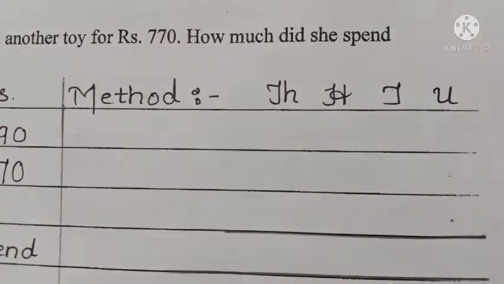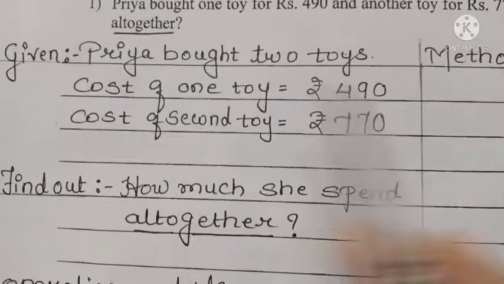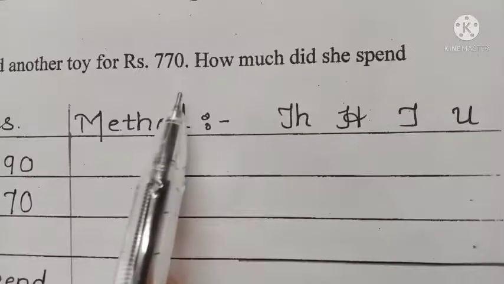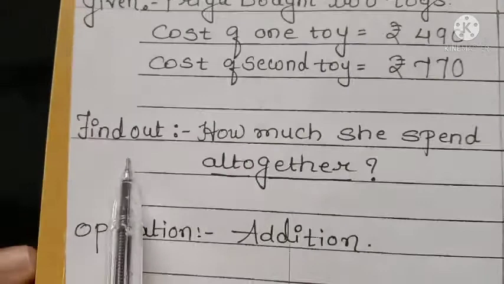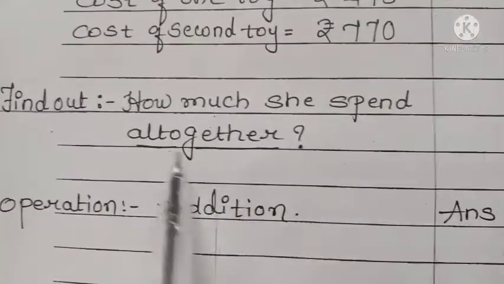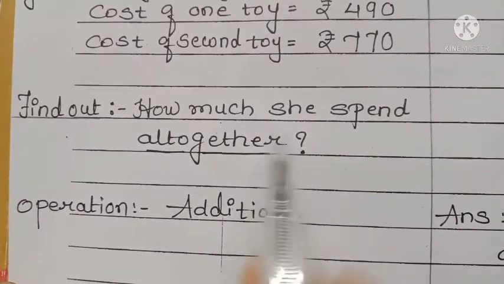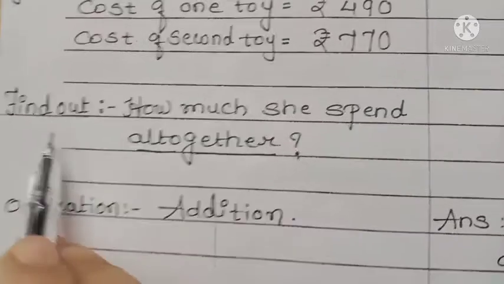Now what is the question asked here? You will see, how much did she spend altogether. Means this question you have to write down in find out. So in find out, what we'll write? How much she spent altogether. And give question mark here. So this is our find out.